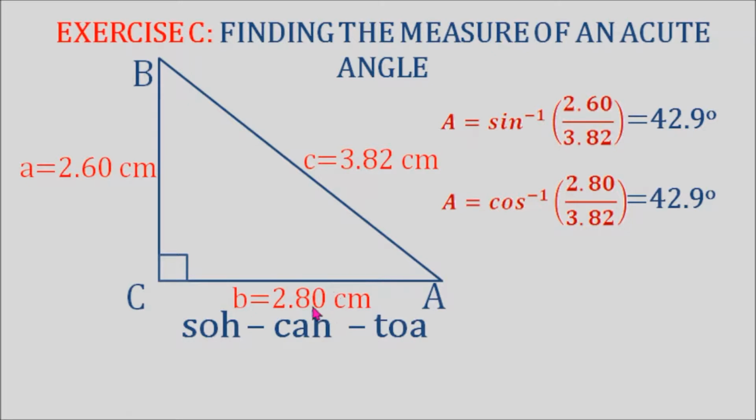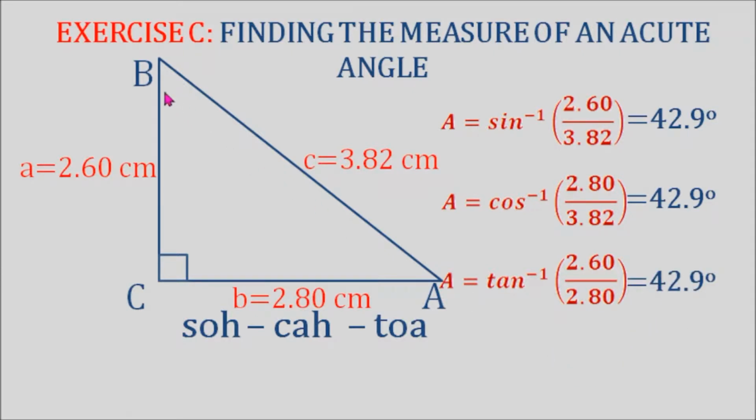Notice here that we use the adjacent side and the hypotenuse. That means even if this side is not given, we will still be able to find the degree measure of angle A. How about if we are going to use tan? So tangent of angle A is the ratio of the opposite side and the adjacent side. So that means 2.60 divided by 2.80. Since we need the degree measure of the angle, we need to press shift tan, then 2.60 divided by 2.80. And of course, we will get the same answer.